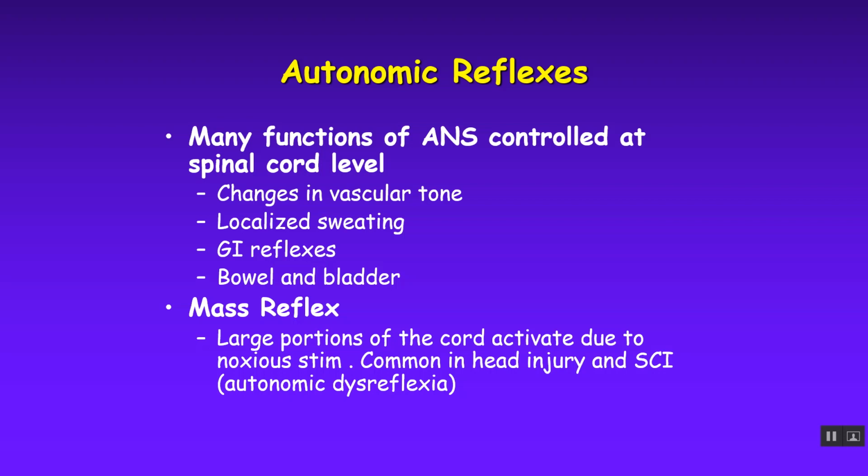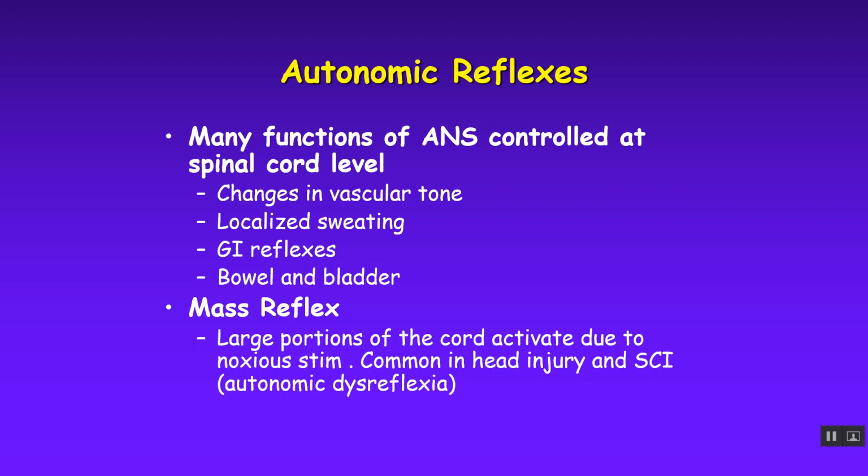The GI reflexes, basic GI reflexes, bowel and bladder function is mainly maintained by spinal cord reflexes with a little bit of voluntary control when you don't want to go. And also even erectile and sexual functions too are a complex combination of cerebral and cognitive and spinal cord reflexes, okay?